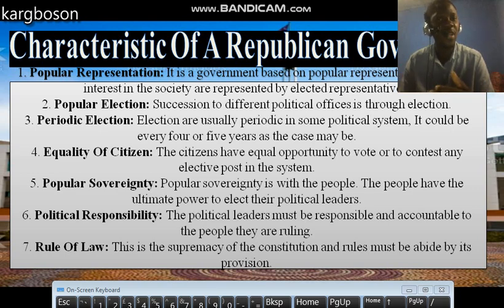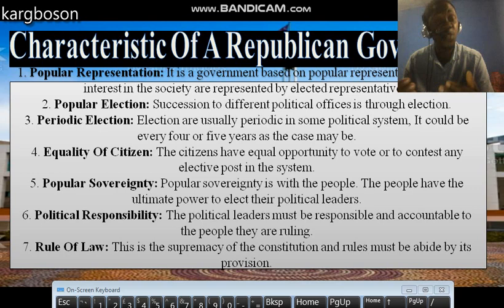Then there are periodic elections. It is time-bound, maybe after every 4 or 5 years, as the case may be for some countries. Equality of citizens. All the citizens have equal opportunity. They have the right to become president. They also have the right to vote for somebody as president, which is not the case in a monarchical system, because in monarchy, only a few people should rule, and they believe these people have divine rights.